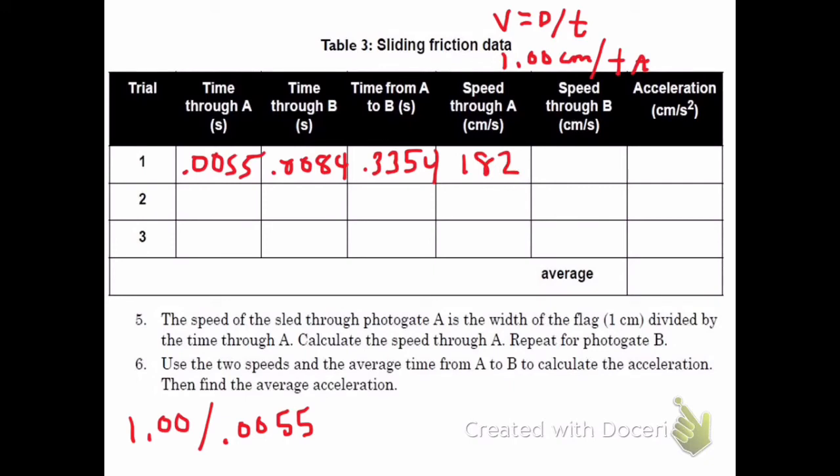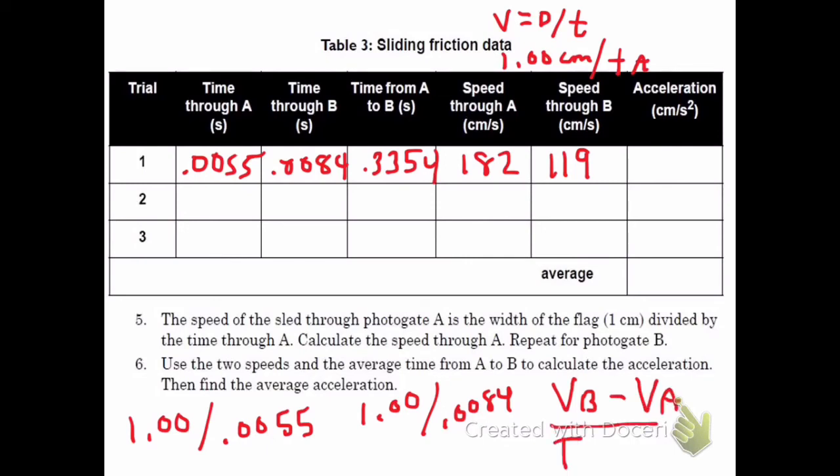If I do the same thing with B, it's going to be 1.00, but now I divide it by the B time, 0.0084, and that's going to give me a B speed of 119 centimeters per second. Finally, I'm going to calculate the acceleration. Acceleration is change in speed over change in time. So I'm going to use speed B minus speed A divided by the time A to B.